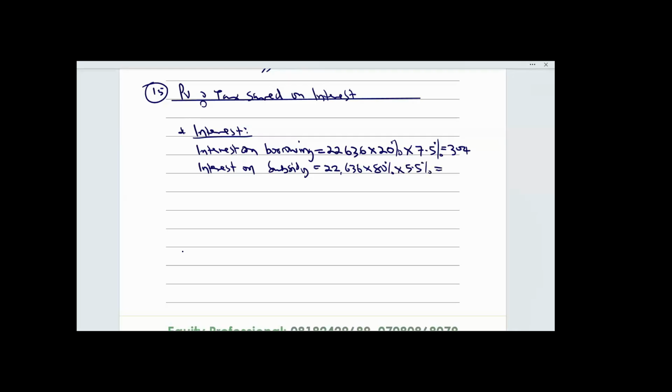So what do we have there? 996. Add the 2 together. 1336. So total interest is 1336. So that's the total interest.